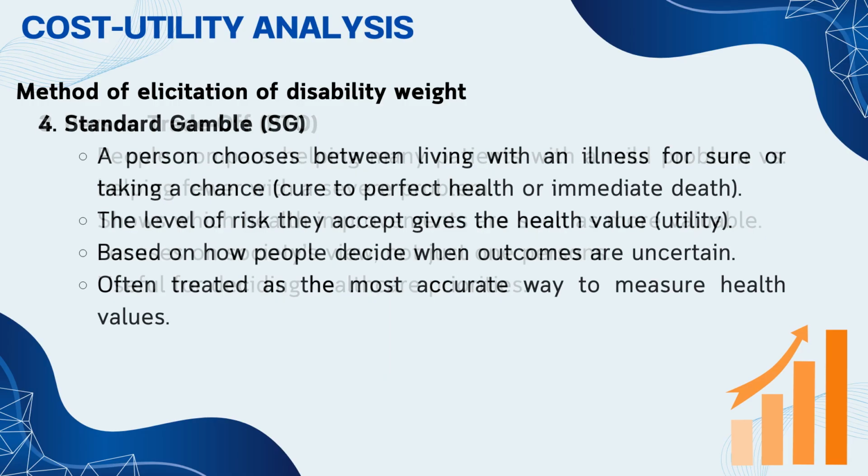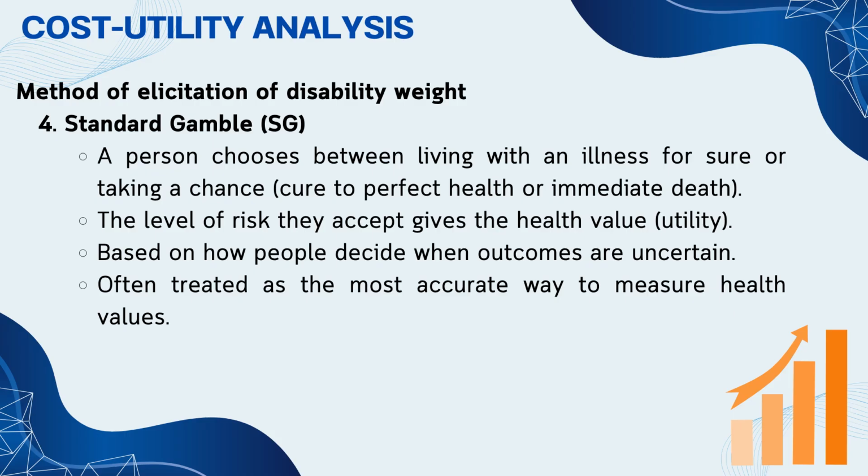The final method is standard gamble. It is based on decision making under uncertainty. People are given two options: live with an illness for sure, or take a gamble between perfect health and immediate death. The level of risk they are willing to accept gives us the utility value. This method is often called the gold standard in utility measurement.